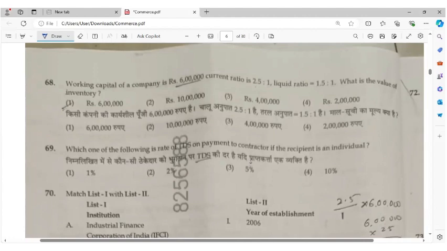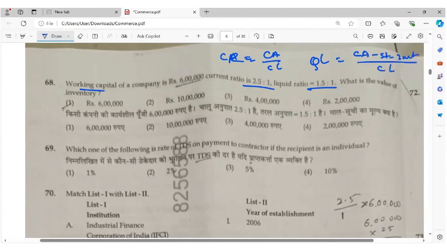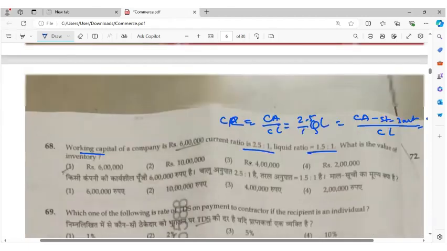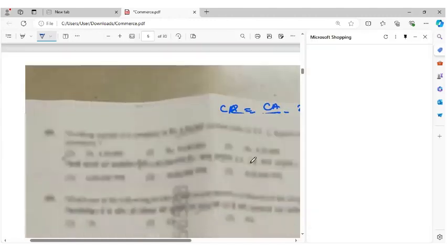Now the next question, that is 68. The working capital of the company is 6 lakh, and the current ratio and liquid ratio are given. You know the formula of the current ratio: current assets divided by current liabilities. The liquid ratio uses liquid assets, so you can write current assets minus stock or inventory, divided by current liabilities. After putting this, we get 2.5 and 1, and the answer is 1.5 over here.